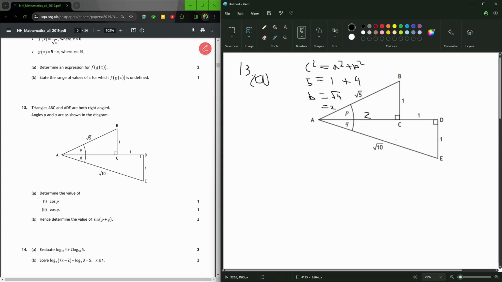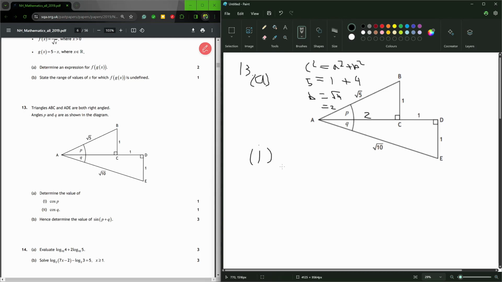But all the other ones we've worked out, so we're actually going to start now. It says determine the value of cos p cos q. Determine the value. That's some golden words right there. No workings required. That's just fantastic.